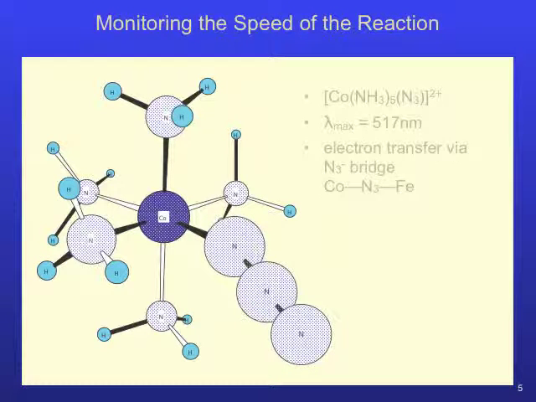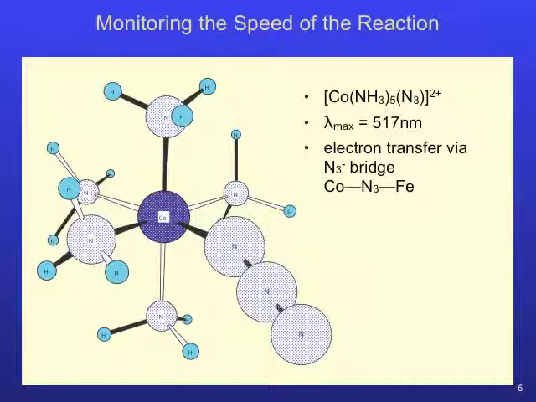The change in concentration of the cobalt reactant is monitored at 517 nanometers, which is its wavelength of maximum absorbance. When the electron transfer occurs in the bridged intermediate, the ligands in this complex are freed, and the absorbance at 517 nanometers decreases. This decrease in absorbance is used to monitor the change in concentration of the cobalt reactant and ultimately the rate at which the reaction progresses.